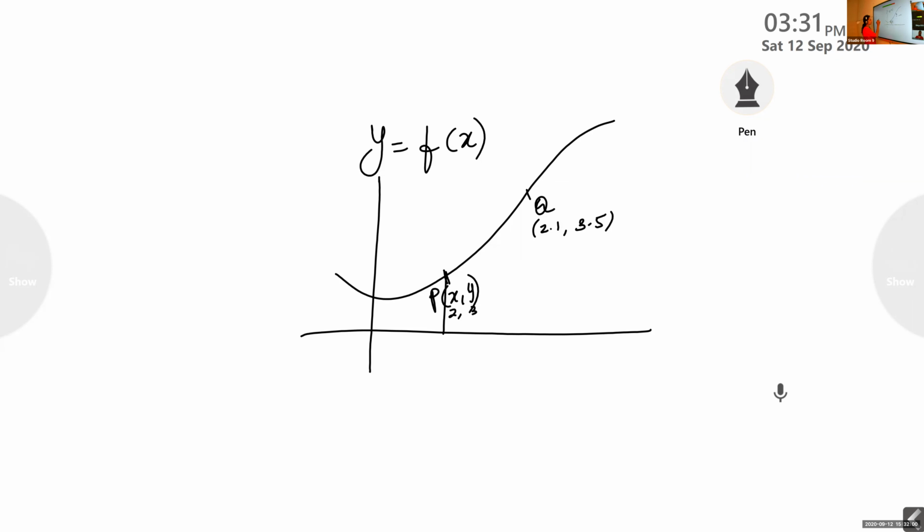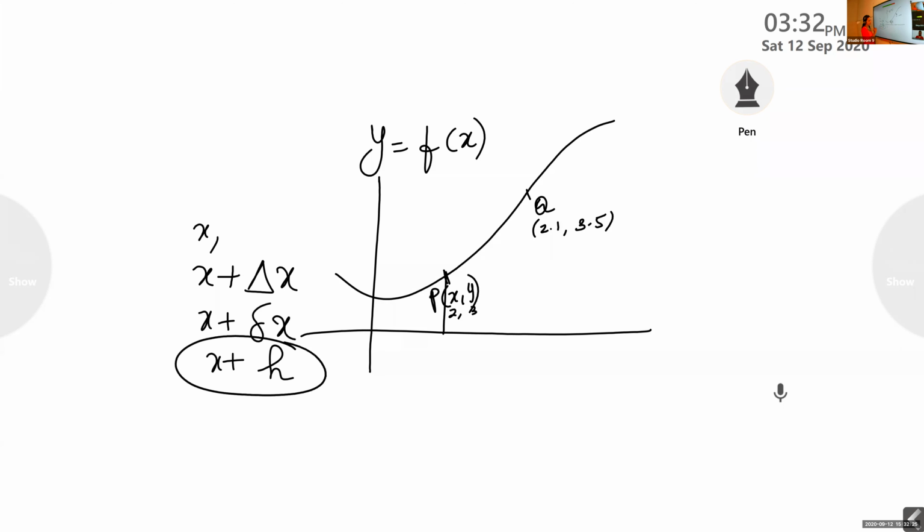So usually suppose we take the value is x. A small increment, we denote this as delta x, or sometimes as small delta x. A small change in x. We denote this as delta x, or at times we denote this as x plus h, where h is the increment. For example, if x is 2, so x plus 0.1 is 2.1. So what is the value of h here? It is 0.1. A small change in x.